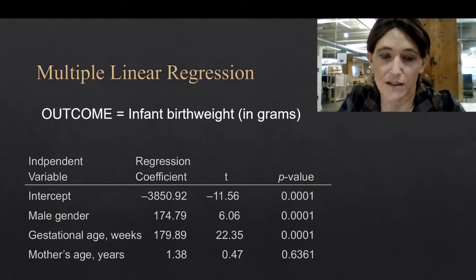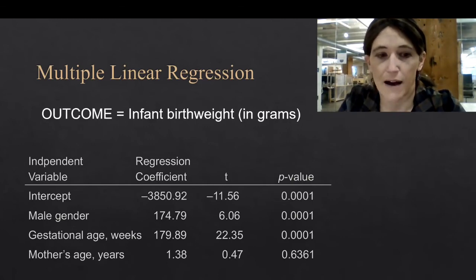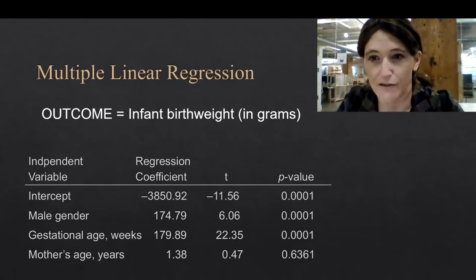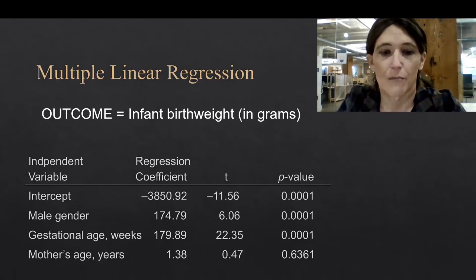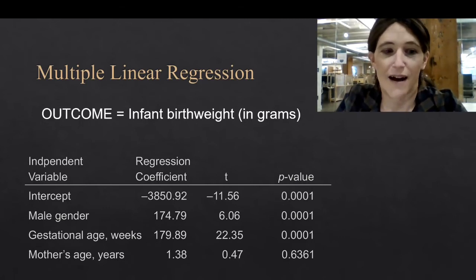Okay, and so we all know that male babies tend to be a little bit heavier on average, but that's just on average. It's certainly not always true, but that is statistically significant. It's one of those, yeah, duh. Gestational age, 179.9 grams per week is what you would expect.